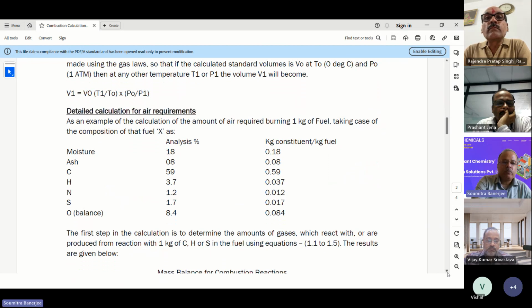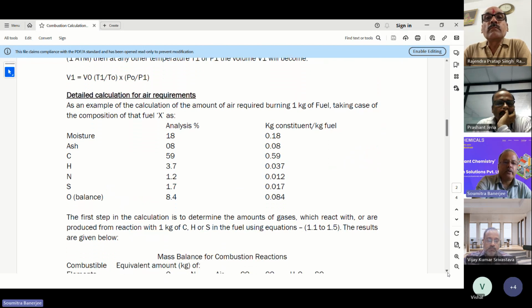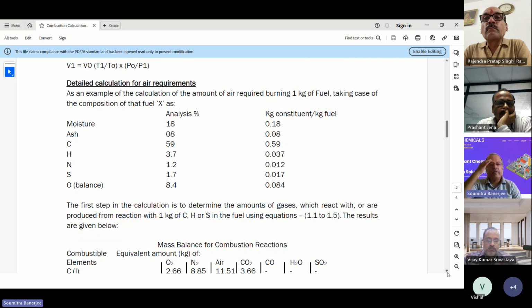Detailed calculation for air requirement is given here, which you can understand very well. Suppose the constituents per kg of fuel: if moisture is 18%, it is 0.18 kg per kg of fuel. Ash, if it is 8%, it is 0.08. Carbon, if it is 59%, it is 0.59.